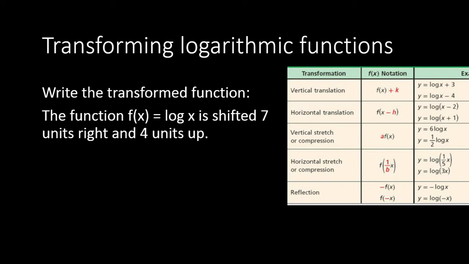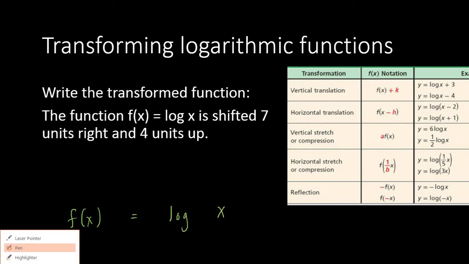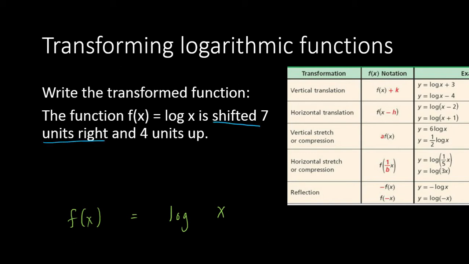So once again, I'm told to write the transformed function, and the best way to start is by writing the parent function. So f of x equals, and I just write log x, and I leave myself space to add in more information. So in this case, I shifted 7 units right, so let's take care of that first. Shifting right and left is a horizontal translation. So I see that to shift left means I'm adding, right? So in here, that subtraction led to shifting right. I want to shift right, so I'm going to subtract 7 and add parentheses.